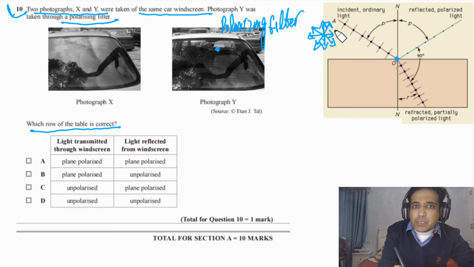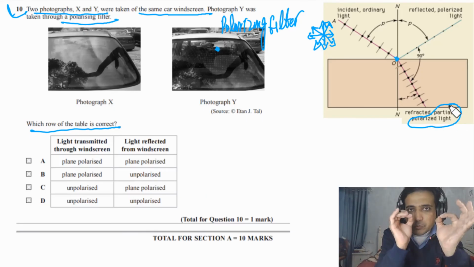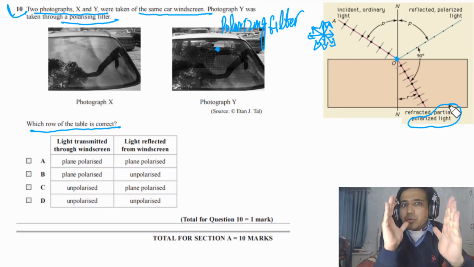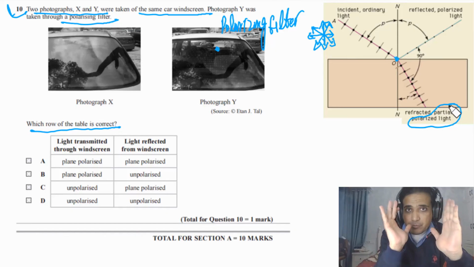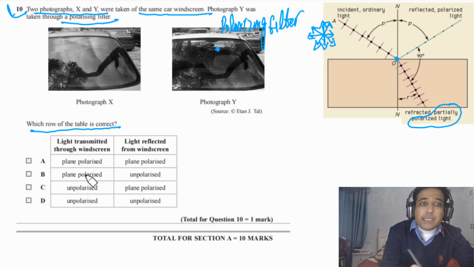Incident light is coming from the sun, so this is unpolarized. And this one is partially polarized. I hope you understand the difference between unpolarized light and partially polarized light. Very important point, I will explain it after a while. First of all, we will just answer this question.